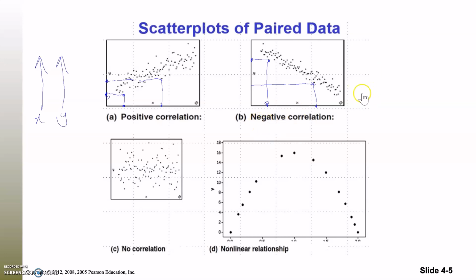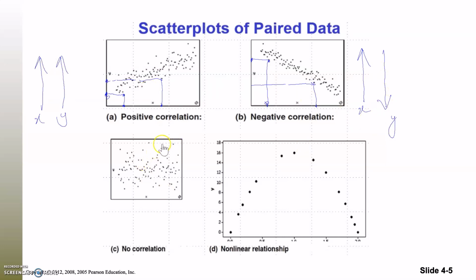What happened in this situation? As the x value increases, the y value tends to decrease. So these two variables are moving in the opposite direction. Here, the two variables move, excuse me, in the same direction. We say the two variables move in the same direction. Here the two variables move in the opposite direction.